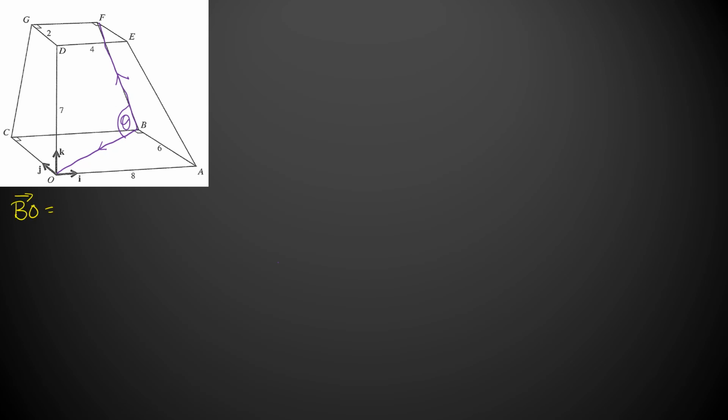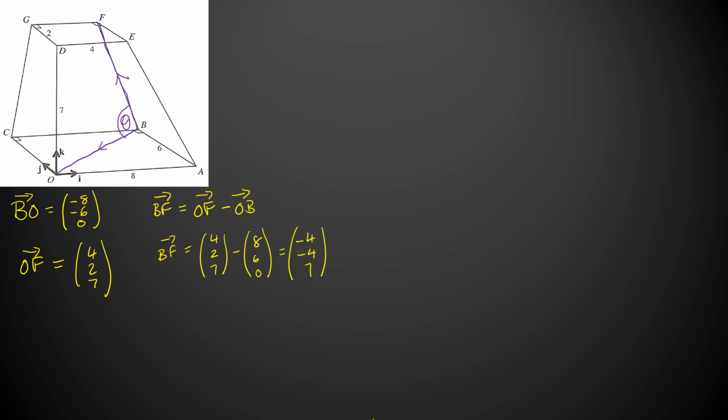Now BO, if we just read off all the directions it moves in the I direction it goes -8, in the J direction -6, and it doesn't lift up off the floor at all, so in the K direction it's a 0. Similarly for BF, we need to work through the vectors there. Now BF will be OF minus OB, and OF is 4, 2, 7. So then we can work that through and find that BF is -4, -4, -7.